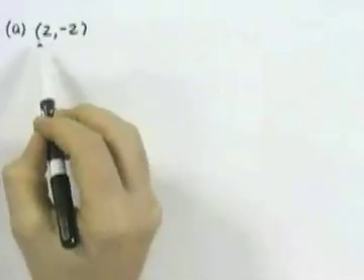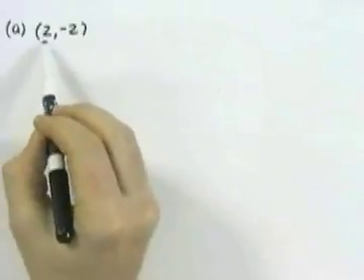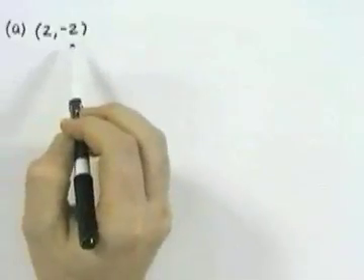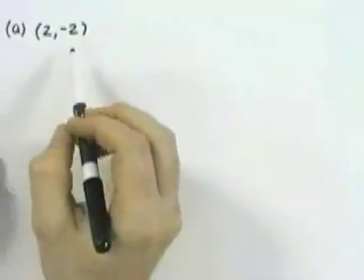The last example demonstrates that converting from Cartesian coordinates or rectangular coordinates to polar coordinates when the point lies on one of the coordinate axes is relatively easy. This next example demonstrates what we're going to do if the rectangular coordinates lie in one of the quadrants. For example, we have the point A, which is (2, -2). We want to take this point and convert it into polar coordinates.